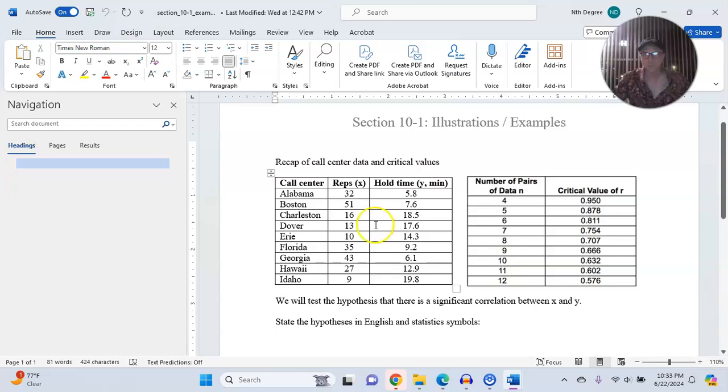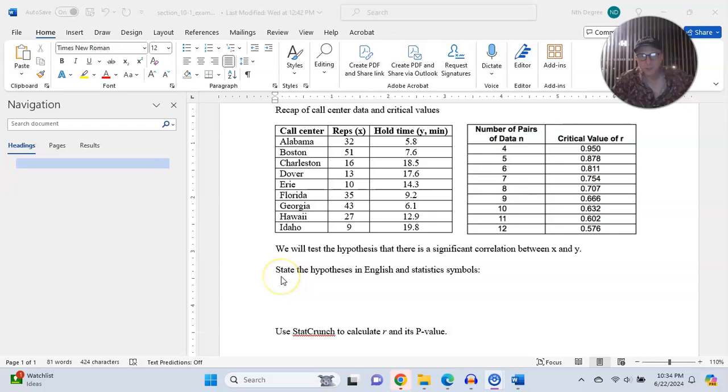Here's the example, and we're going to continue working with that call center. This is just a copy of the data we looked at before. Nine call centers, number of representatives, hold time for their calls. And I've also copied this table for critical values of r. And we're going to test the hypothesis that there is a significant correlation between X and Y in this example.